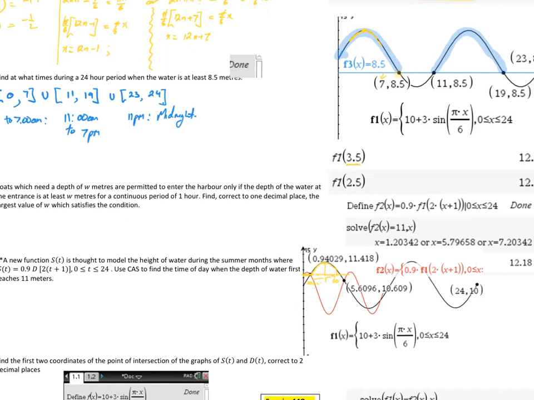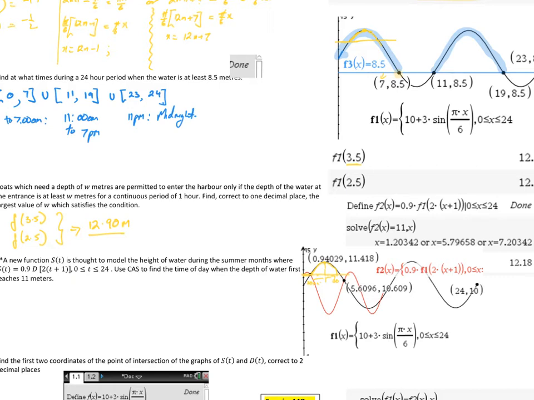So if I think of what the water depth is at 3.5 hours, or what the water depth is at 2.5 hours, both of them give me the same depth of 12.90 meters. So everywhere from 2.5 hours to 3.5 hours, the water is at least 12.9 meters deep. So it's going to be at least that deep for 1 hour. So the largest value, to 1 decimal place, is 12.9.